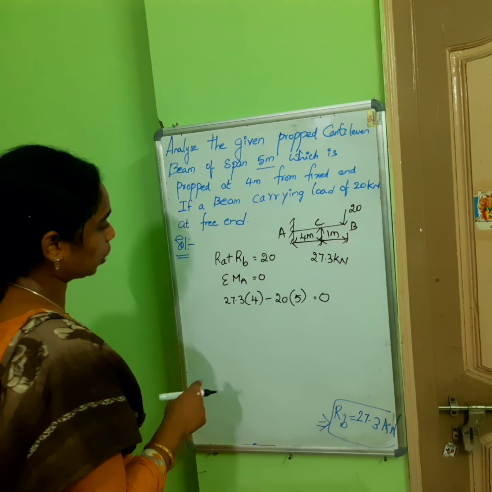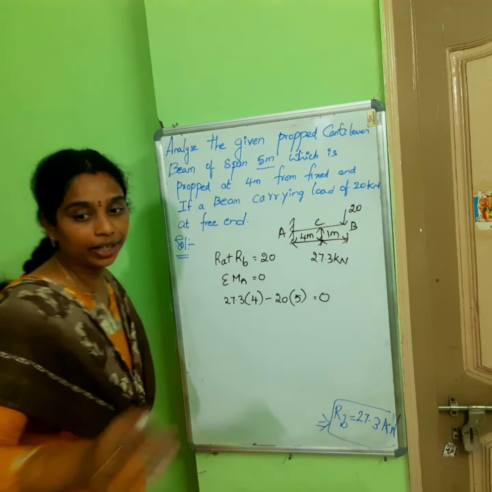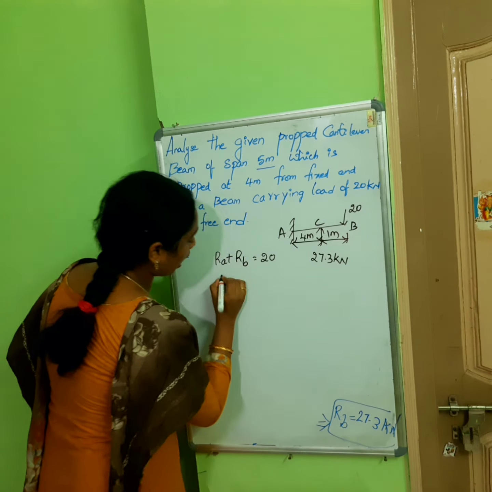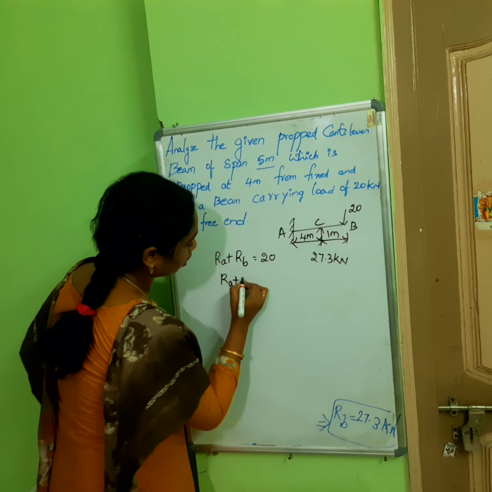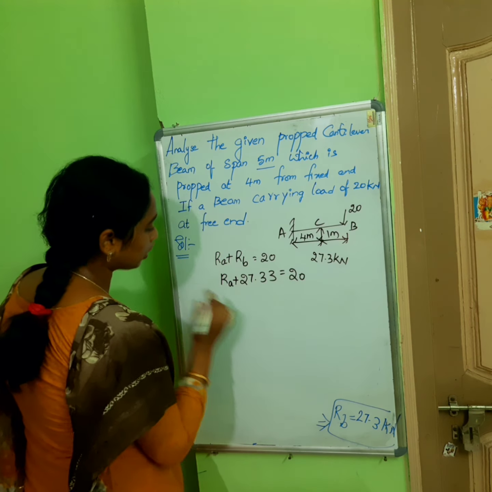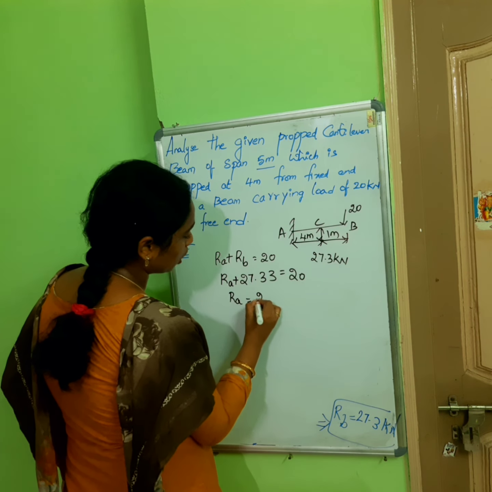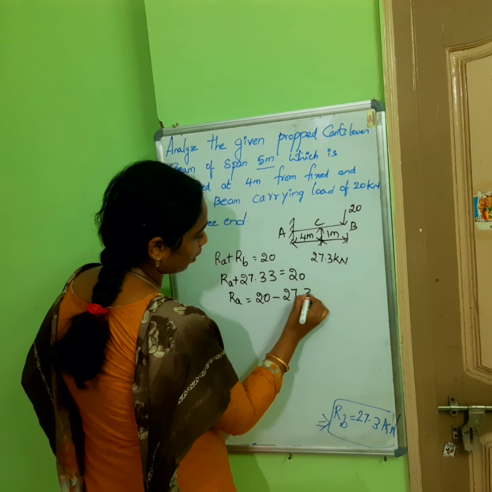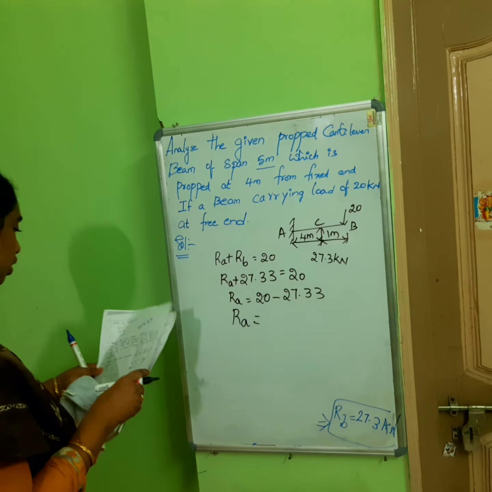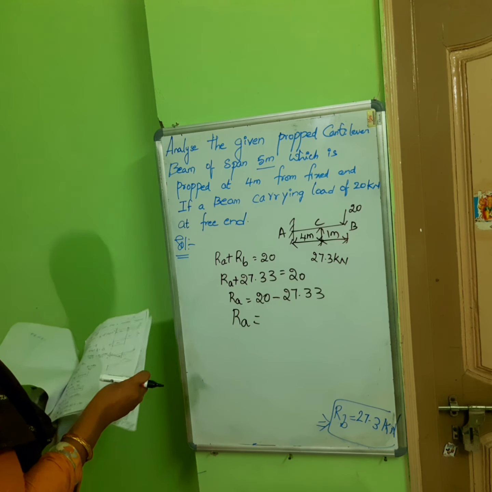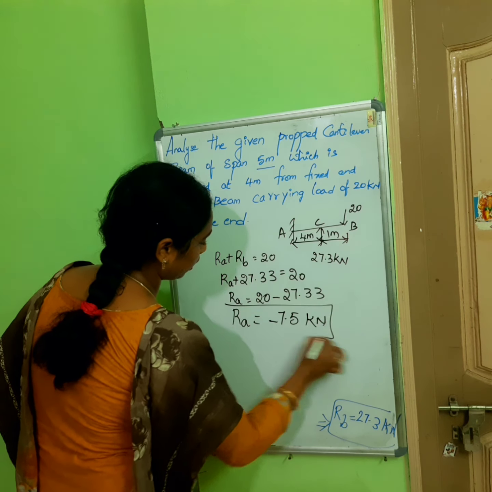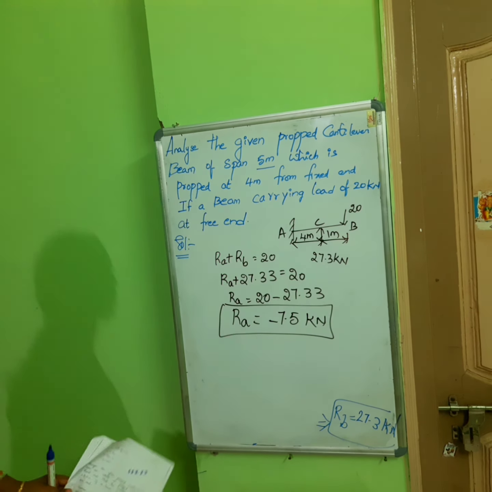RA plus RB is equal to 20. We have already calculated the moment. So that we know RA, RB, how much did we get? 27.33 plus RA is equal to 20. So RA is equal to how much? 20 minus 27.33. So that we will get the value. RA we will get as minus 7.5 kilonewtons. Okay, once check out this one.